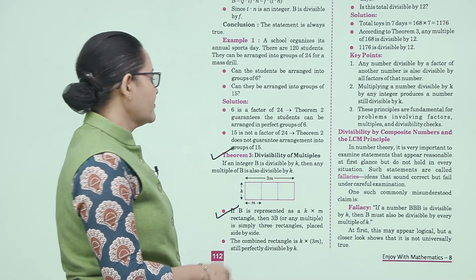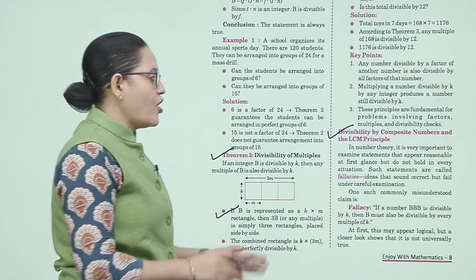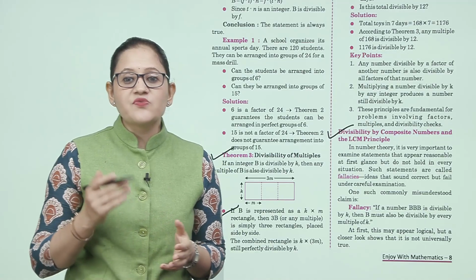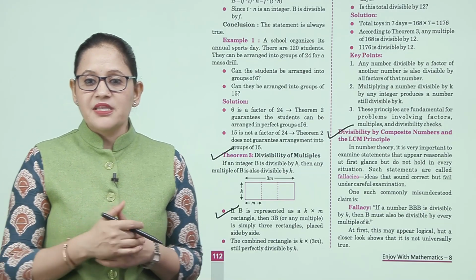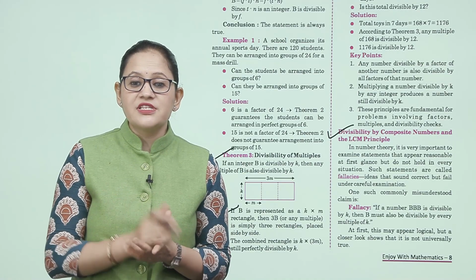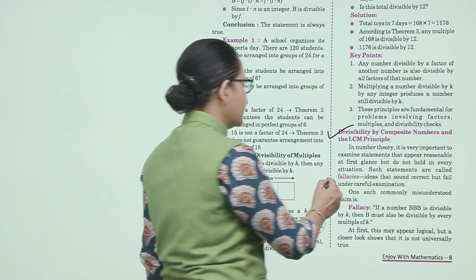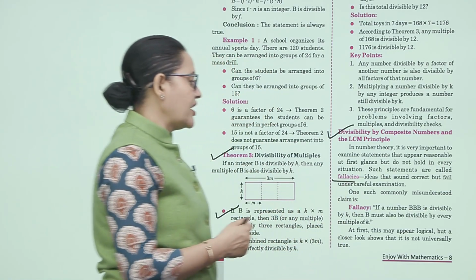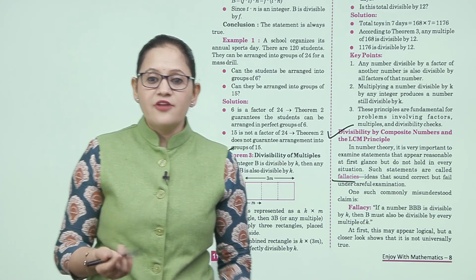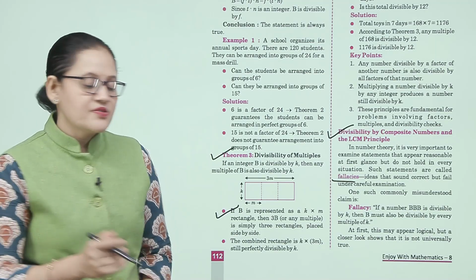Now, divisibility by composite numbers and LCM principles. In number theory, it is very important to examine statements that appear reasonable at first glance but do not hold in every situation. Such statements are called fallacies: ideas that sound correct but fail under careful examination. One such commonly misunderstood claim is this fallacy.